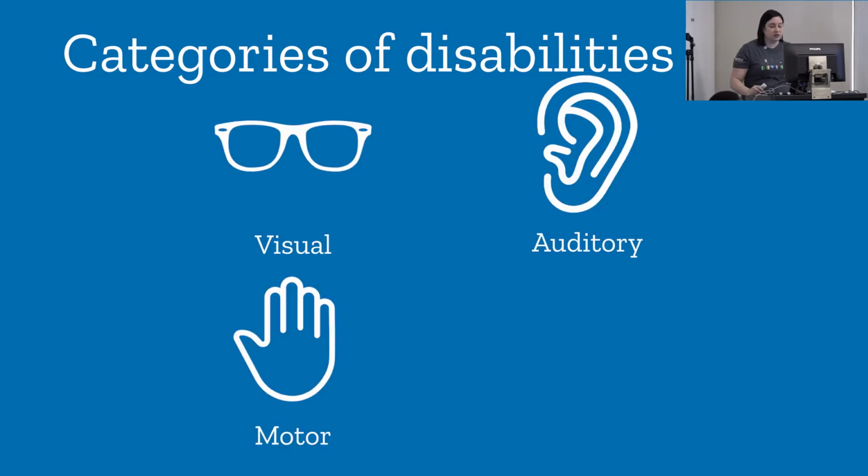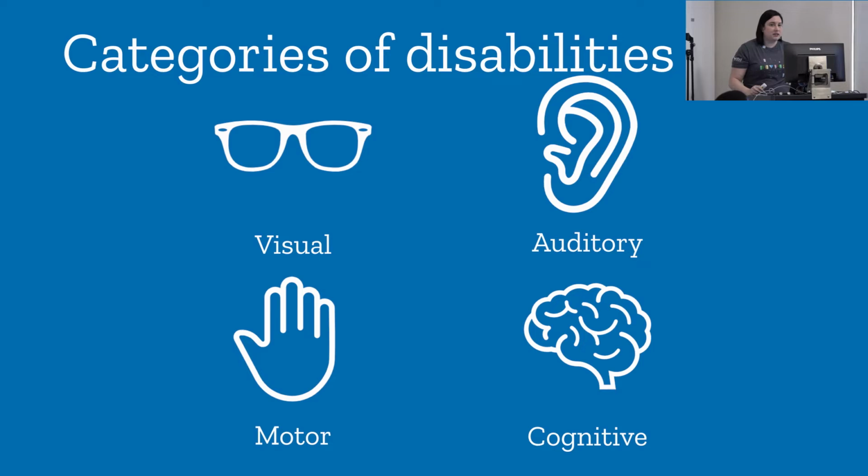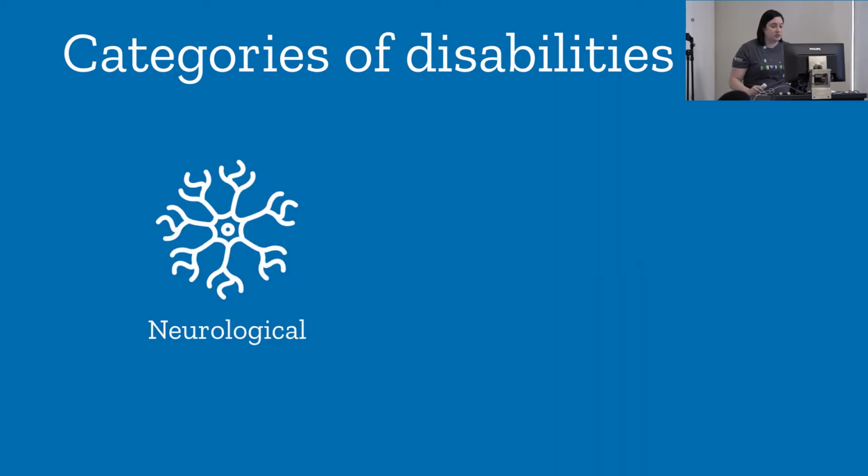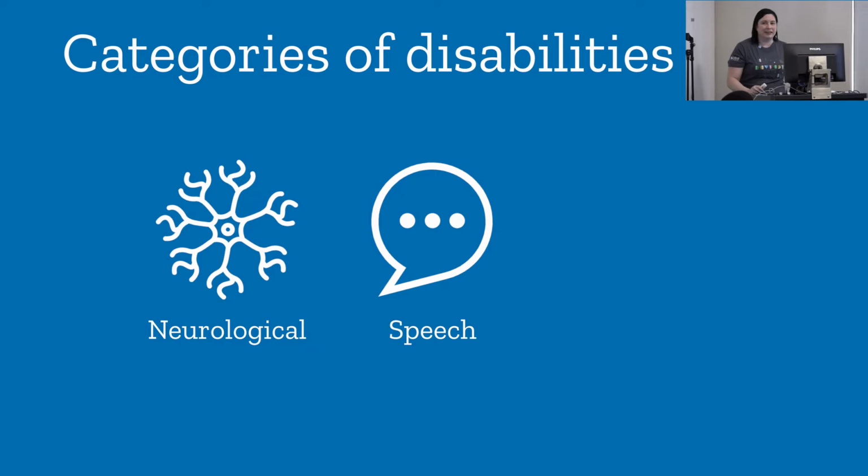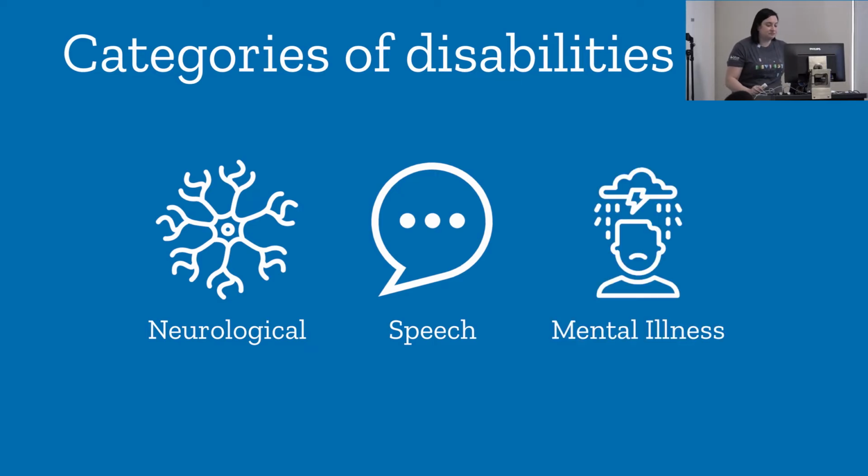So according to the Accessibility Project, there are four different categories of disabilities: visual, auditory, motor, and cognitive. But some other sources actually include neurological, speech, and I would actually like to, if I may, include mental illness. So let's have a look at what these different disabilities are, how they affect how disabled folks interact with your app, and also what tools Android provides to assist them.